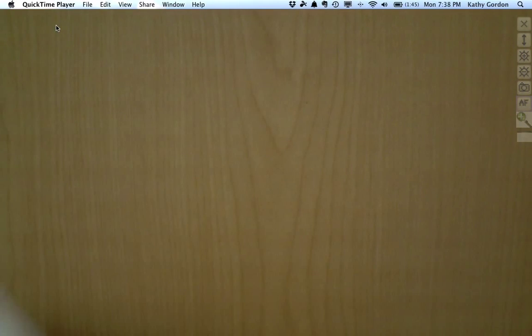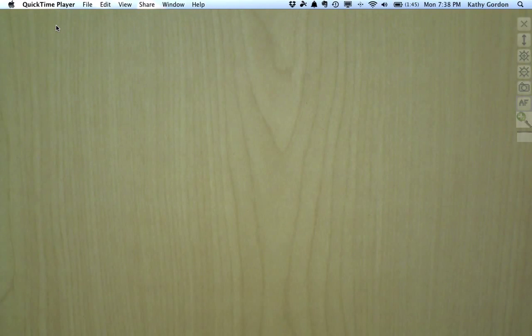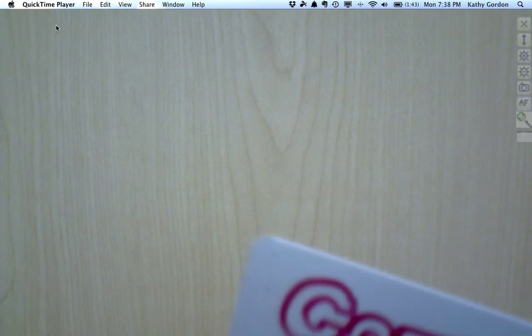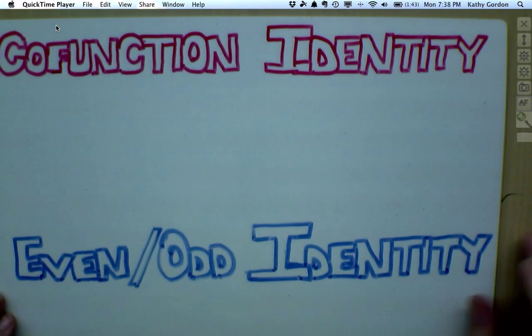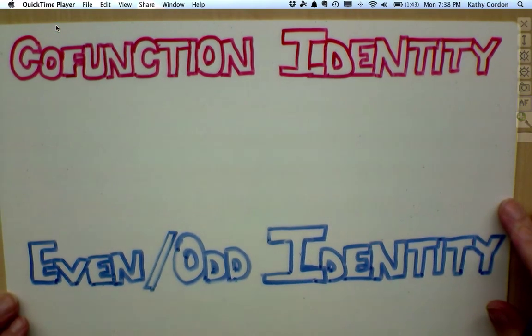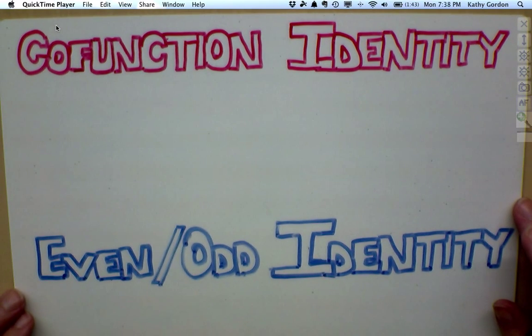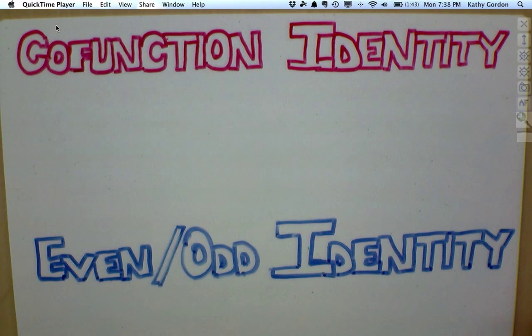All right, so the video introduced you to 3 identities, 3 statements already, where one side is equivalent to the other side for any value of theta, any value of the angle. There are 2 more that we need to add to that list and add to your notes. The first one is called the co-function identity. And the co-function identity makes the connection between the functions that are complements of each other. So for example, sine and cosine are complements of each other.